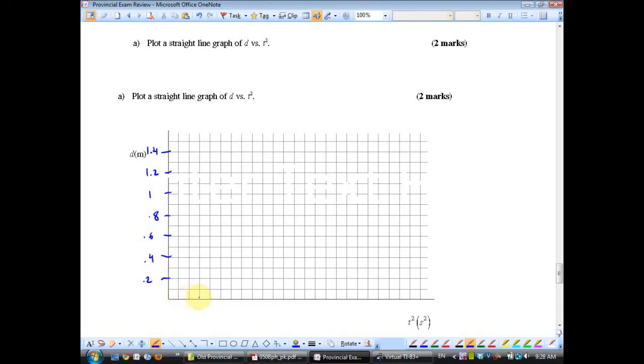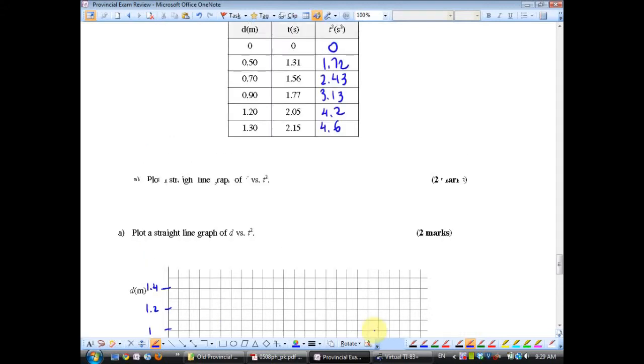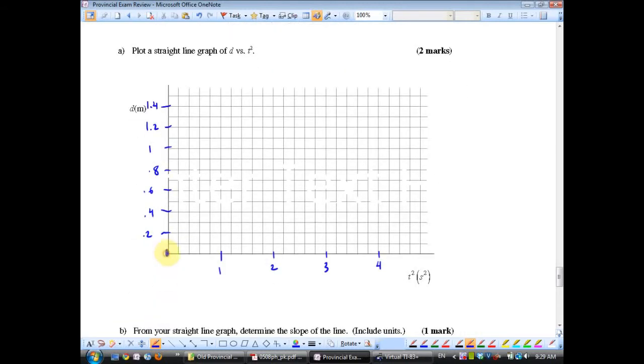0.2, 0.4, 0.6, 0.8, 1. 0.2, 0.4, 0.6, 0.8, 2. 0.2, 0.4, 0.6, 0.8, 3. 0.2, 0.4, 0.6, 0.8, 4. Graph. Goes through 0, 0.